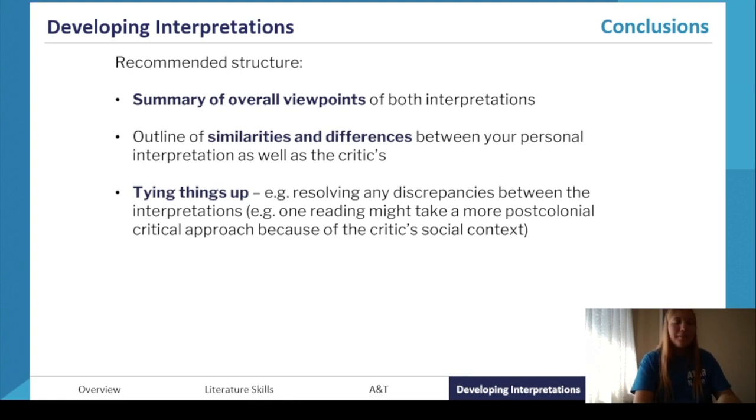So for conclusions, here is a recommended structure as well, having a summary of overall viewpoints of both interpretations, yours and the supplementary reading's, an outline of similarities and differences between our personal interpretation as well as the critic's, and then a sentence or two to tie things up. So say resolve the discrepancies between interpretations, for instance, talk about why the supplementary reading might have such a different interpretation from us, for example, such as if it's to do with the context of that author. So something just to nicely tie it up.